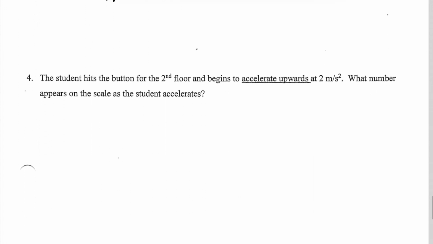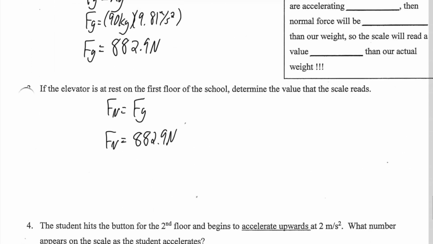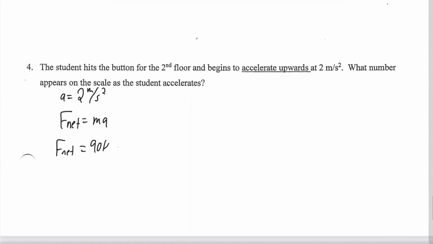Now, the student hits the button for the second floor and begins to accelerate upwards at 2 meters per second squared. What number appears on the scale as the student accelerates? Again, we want to write out our acceleration, which will be 2 meters per second squared, which allows us to find our net force, which is equal to ma. Plug in our mass of 90 kilograms times our acceleration of 2 meters per second squared. We'll find that our net force is going to be a positive 180 newtons.